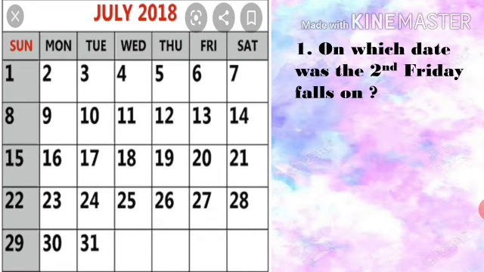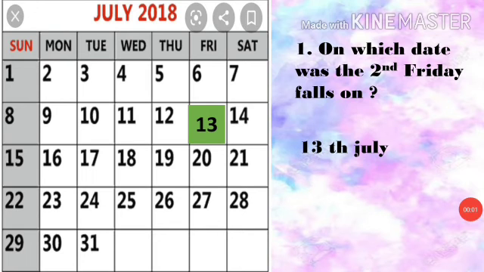On which date does the second Friday fall? So look at the calendar here. You have Sunday, Monday, Tuesday, Wednesday, Thursday, Friday and Saturday. So many Sundays, Mondays were there, right? Now they are asking for the second Friday. So you have to look at the Friday column and check when is the second Friday. 6th is a Friday, 13th is a Friday, but 13th is the second Friday, right? So your answer is 13th July.